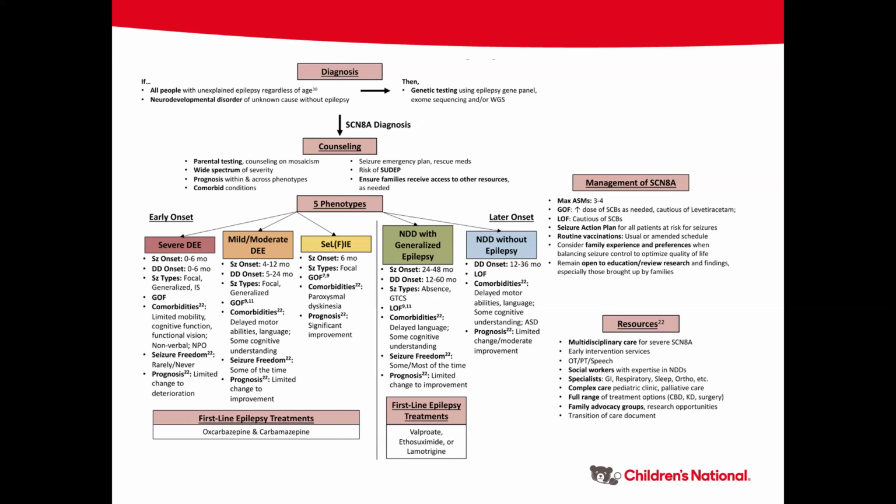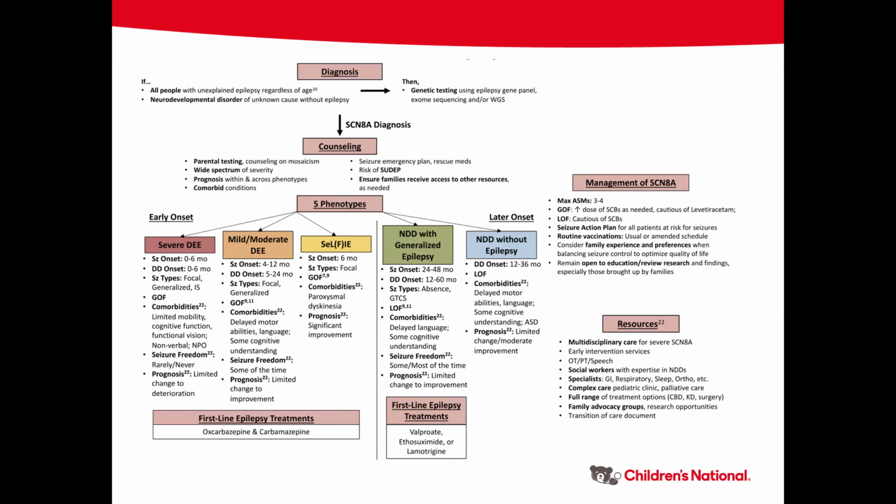The earlier onset range from selfie all the way to a severe developmental and epileptic encephalopathy, which carries many more comorbidities. The first line treatments for those are oxcarbazepine and carbamazepine, and the first line epilepsy treatments for the later onset phenotypes, the neurodevelopmental disorders with epilepsy, would be valproate, ethosuximide, or lamotrigine. General management principles are also listed here.